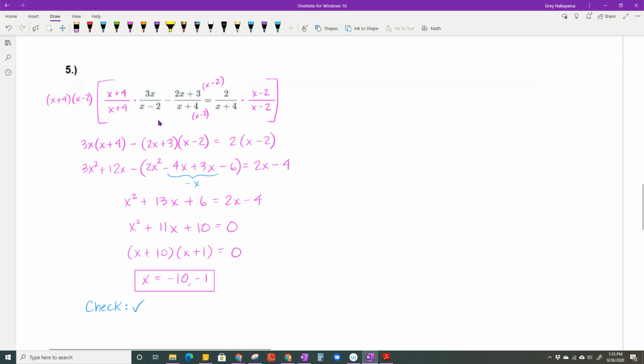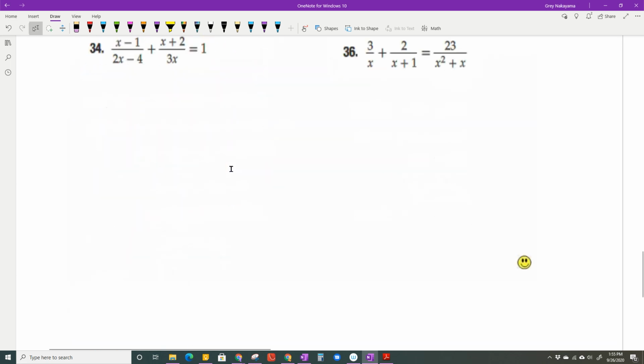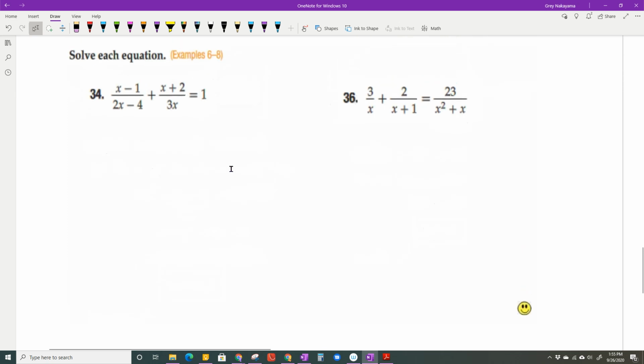So we're good to say that those are my answers. All right, two more, a little more challenging. x minus 1 over 2x minus 4 plus x plus 2 over 3x equals 1. Okay, so do these have anything in common? Hope you answered no. So since they don't, I have to multiply them together.